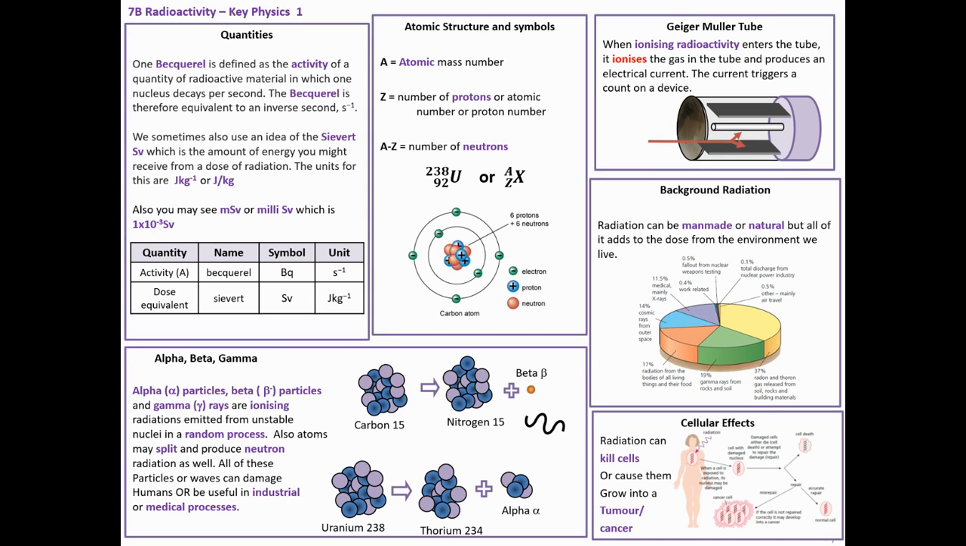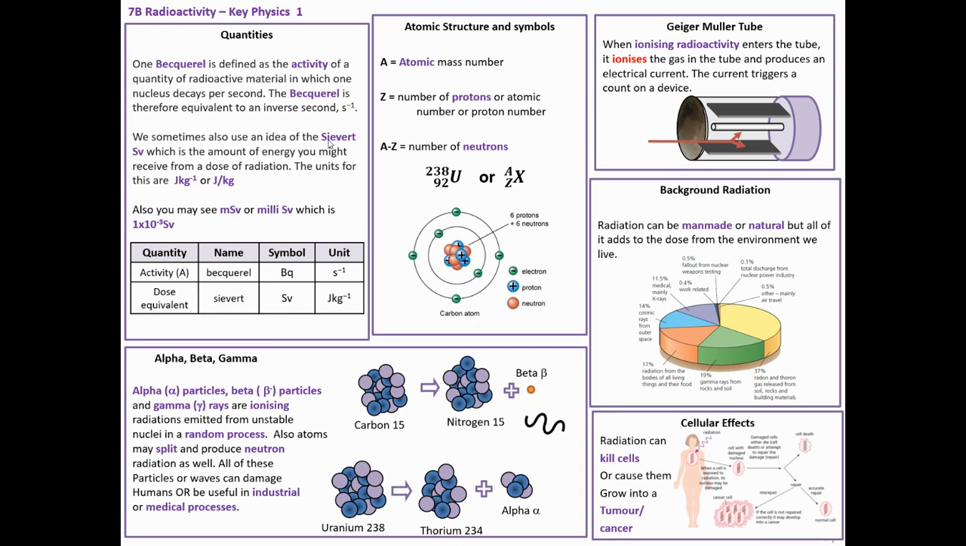Okay, so this is an iGCSE introduction into 7B, radioactivity. So quantities, we've got the idea of a becquerel, defined as the activity of a quantity of radioactive material in which one nucleus decays per second. Becquerel is therefore equivalent to what we call the inverse second, or per second. So it would be number of nuclei that change per second.